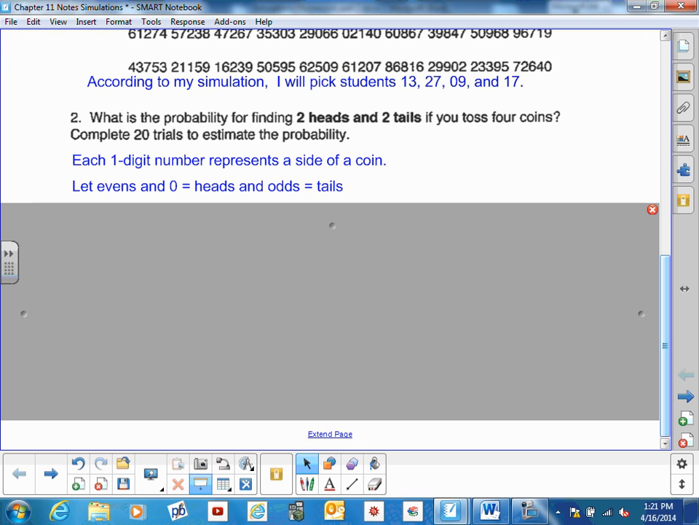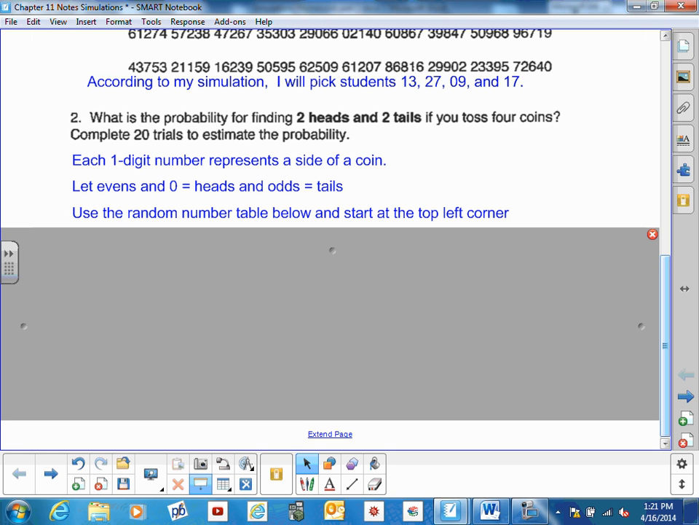All right, so what's that going to be like? Use the random number table. There's one at the top of the back page, so let's just say below, because you'll go to the top. Use the random number table below and start at the top left corner. Okay? And then after that, we're going to describe a trial. So just think about that for a second.